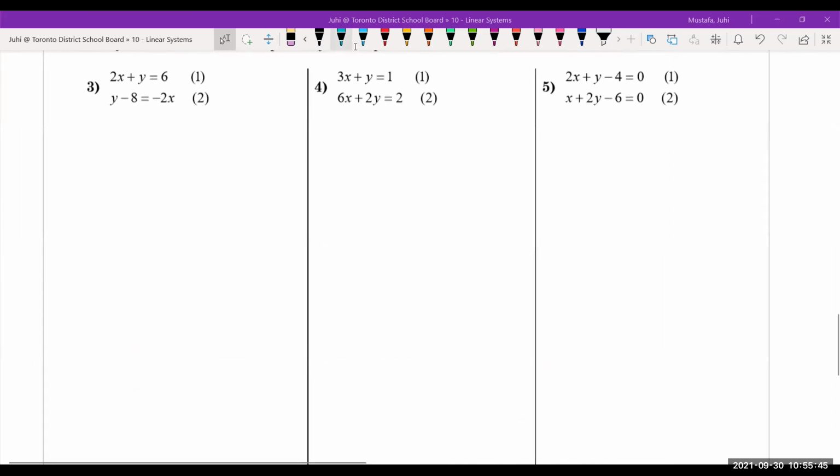Okay, so what I'm going to do is I'm going to begin with equation number 1, which is 2x plus y is equal to 6. And in order to find the slope and the y-intercept, you can either make it into standard form or y is equal to mx plus b form. So what do you think is easier in this case? Yeah, so it's going to be y is equal to negative 2x plus 6.